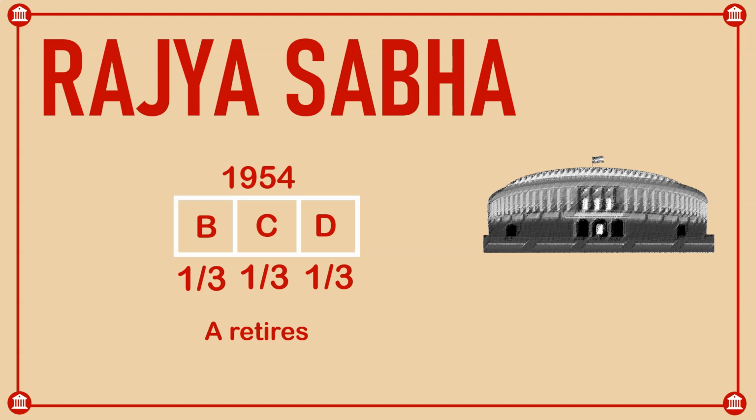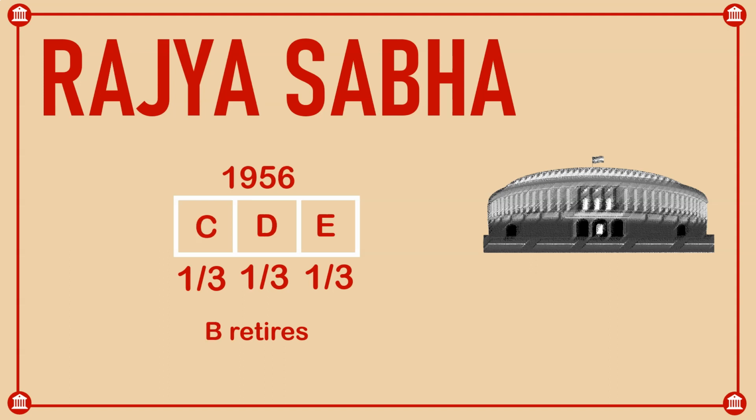So now in 1954, a new 1/3 members were elected, and that's D. So A retired, and as a replacement for A, a new 1/3 or new 33% came in, and those were D. They were elected in the group D. So now in 1954, 2 years after the first Rajya Sabha session, we have group B, C, and D. Each group comprises 1/3 of the total Rajya Sabha membership.